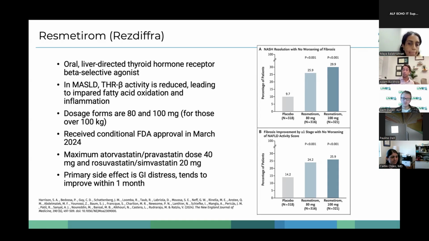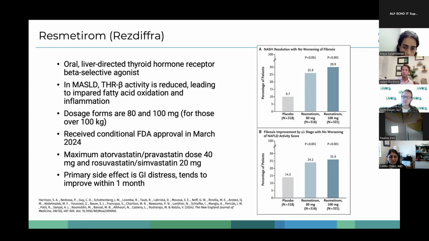It received conditional FDA approval in March, and certainly there are ongoing studies and long-term data has to be there, but the data for 1 year is on the right-hand side. In placebo, about 10% of patients had NASH resolution without worsening of fibrosis, and 25% had improvement in the resmetirom group. And then only 14% had regression of fibrosis, whereas 25% in resmetirom. So is it a perfect drug, a wonder drug? Unfortunately, it is not, but it does represent significant improvement in the first liver-targeted therapy that we have for those with fibrosis.